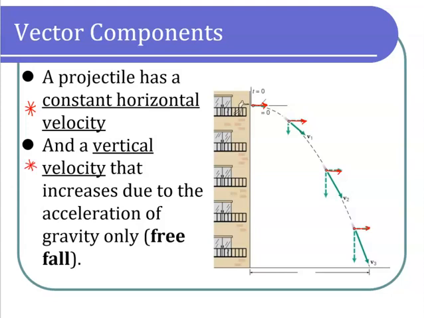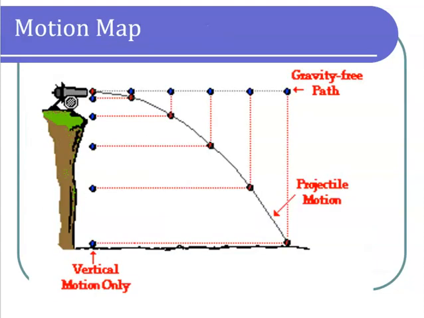But for vertical velocity, that's the falling part, your object is going to be in free fall. It is going to increase its velocity because of the acceleration due to gravity. So just like free fall, it's going to start out at rest, and then its velocity is going to get bigger and bigger as it falls, as acceleration causes it to increase.